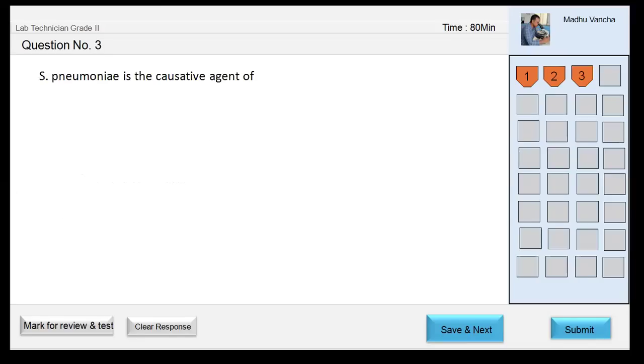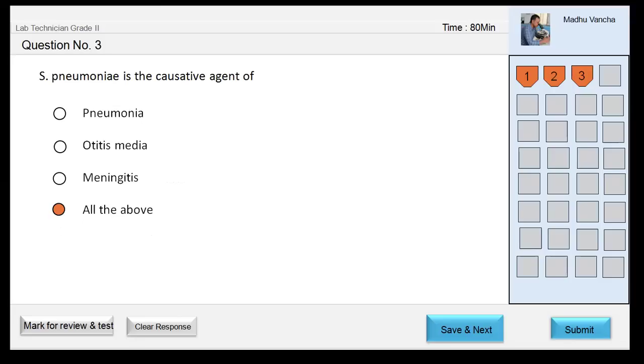Next question. Streptococcus pneumoniae is the causative agent of option A, pneumonia. Option B, otitis media. Option C, meningitis. Option D, all of the above. Here the right answer is option D, all of the above. So Streptococcus pneumoniae causes pneumonia, which is lung infection, and it causes otitis media.